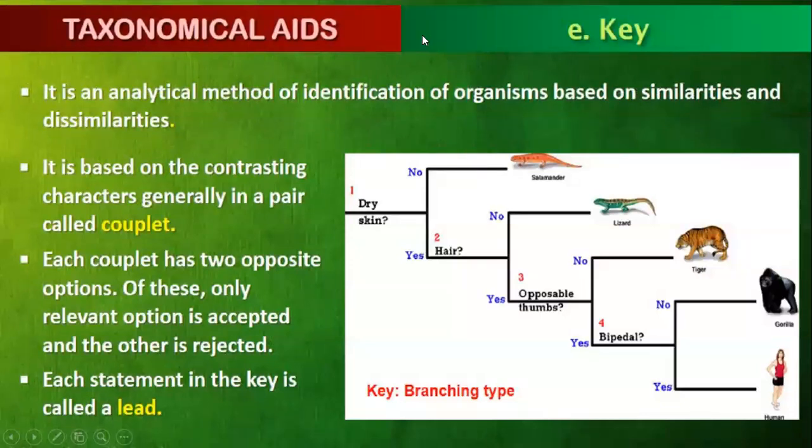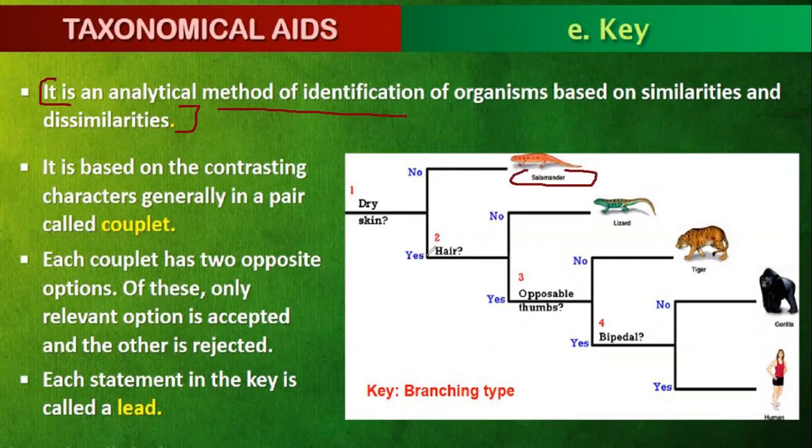Next taxonomical aid is the key. It is an analytical method of identification of organisms on the basis of similarities and dissimilarities. For example, if we get any two organisms, first we check whether it has dry skin. If it has no dry skin, we conclude it is a salamander. If it has dry skin, we move on. Whether it has hair; if no, it is a lizard. If yes, the next question is whether it has opposable thumbs. If no, it is a tiger. If yes, whether it is bipedal. If it is not bipedal, we conclude it is a gorilla. If it is bipedal, we can surely conclude it is a human.